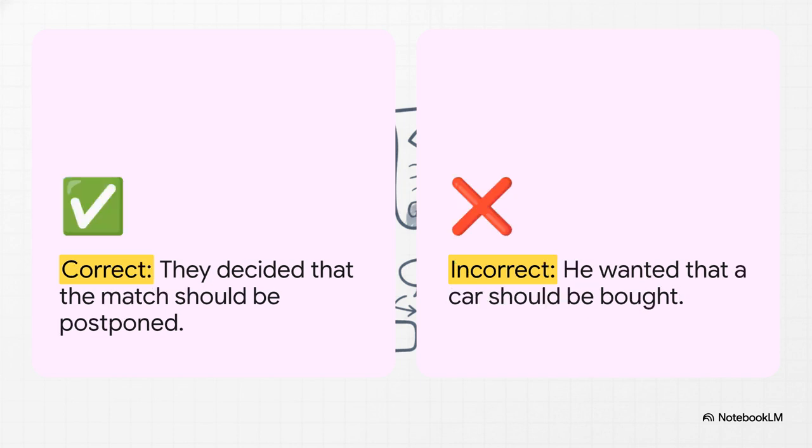But remember, the passive reporting structure is a very exclusive club. You can't just slap a VIP pass onto an everyday emotional verb like want or like and expect it to work. Take a sentence like, he wanted that a car should be bought. It just sounds completely broken, right? Your ear naturally rejects it. You can't force this elegant, formal structure onto casual, everyday desires. You must strictly stick to your trigger words, verbs of authority like decide, arrange, demand, recommend, and so on.